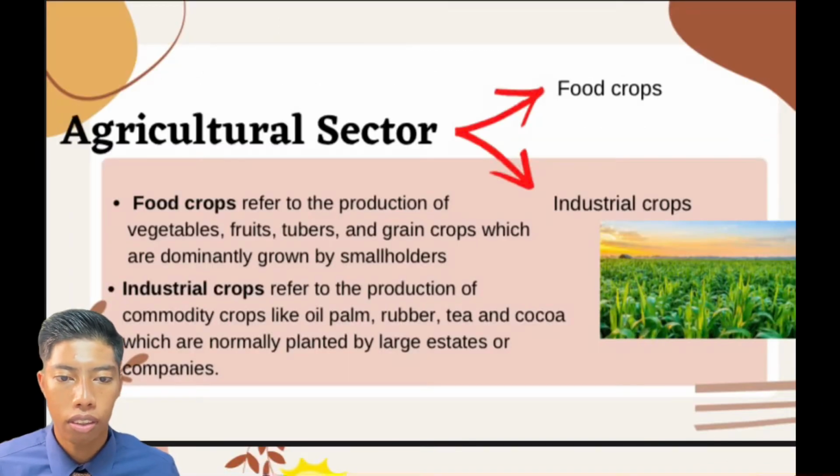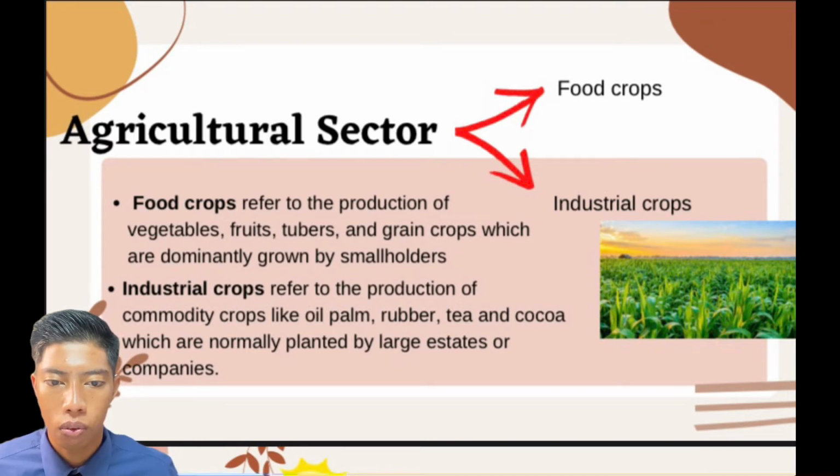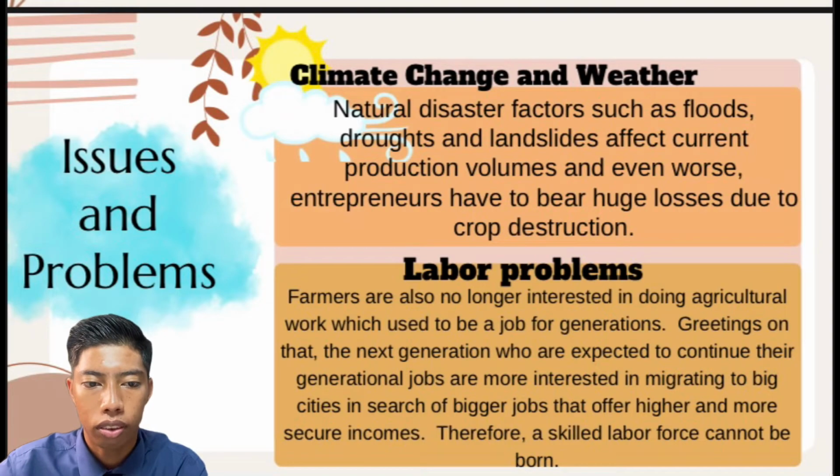The first sector is the agriculture sector, which is the most important sector in a country. This agriculture sector is divided into two, namely food crops and industry crops. For example, food crops refer to the production of daily food such as vegetables, fruit, and so on, compared to industry crops, where the production of commodities such as products need to be processed, such as oil palm, tea, and so on. What are the issues and problems in the agriculture sector?